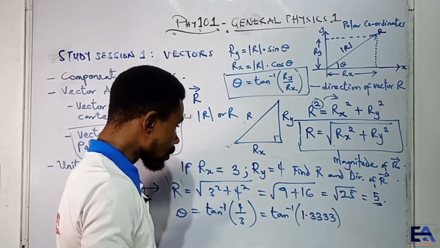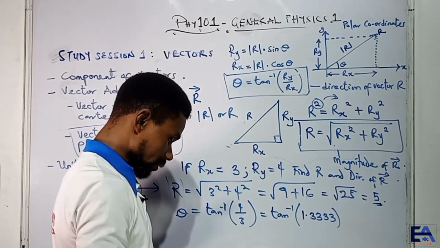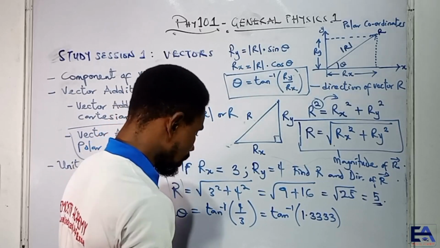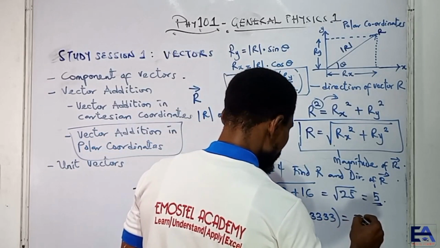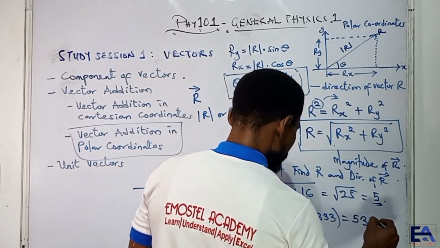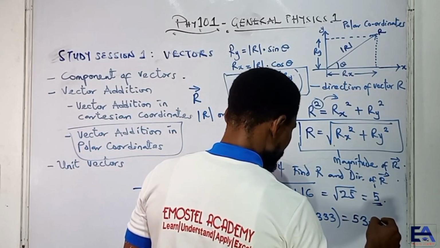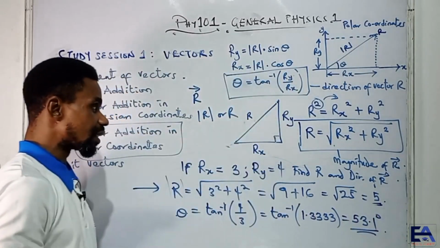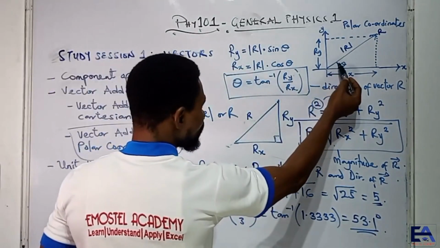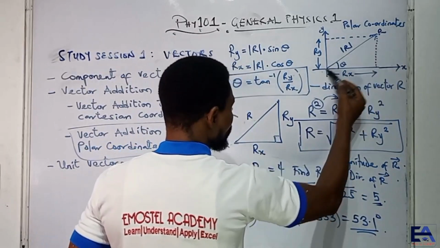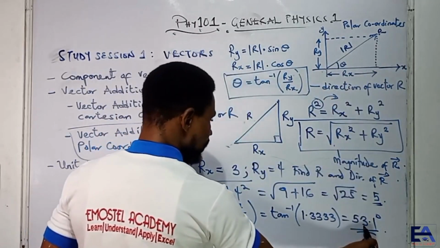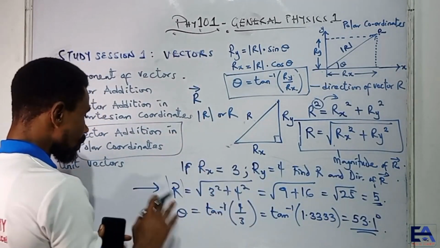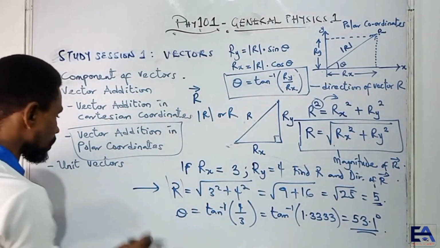Inverse tan of 1.3333, and then close the bracket. And that gives us 53. Let's just say 53.1 degrees approximately. Which means the direction of this vector is 53.1 degrees.